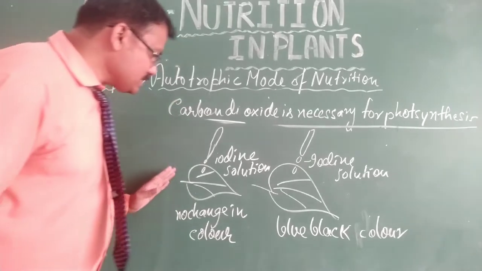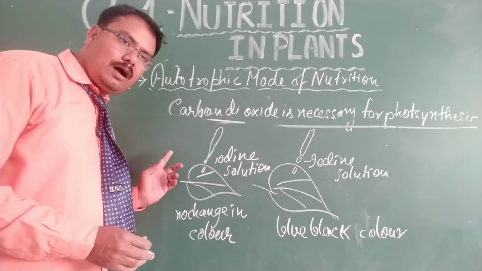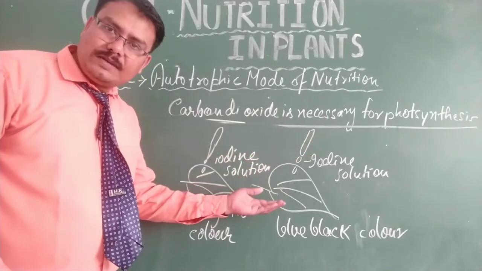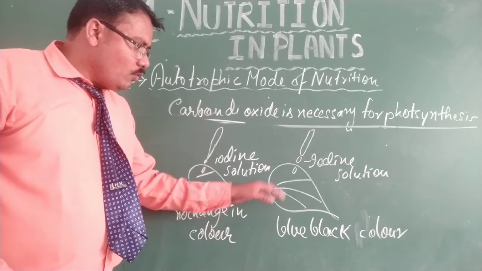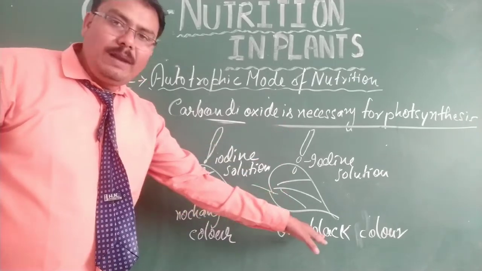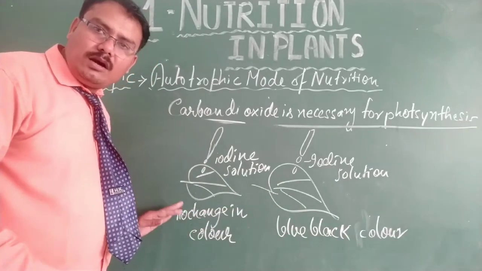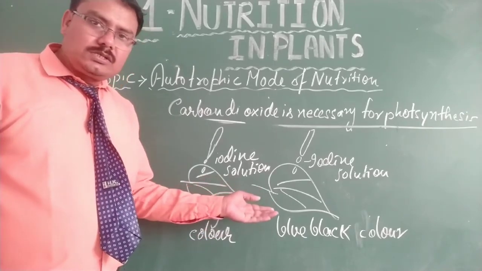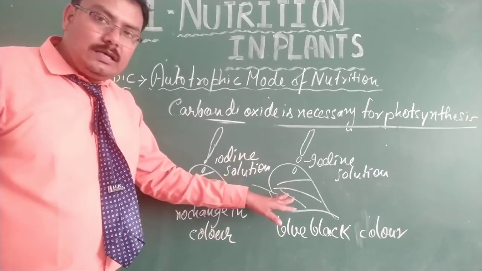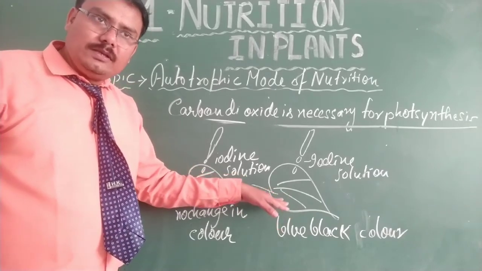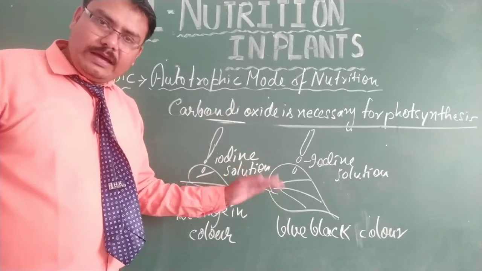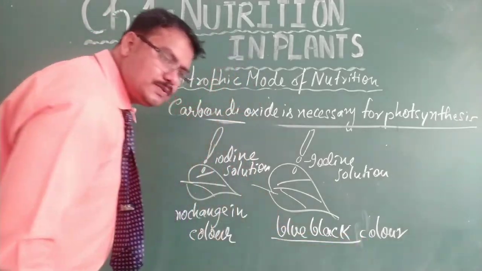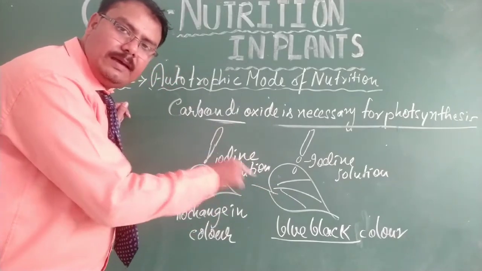The leaf of the plant which was kept under the glass cover has not received the carbon dioxide, and the leaf which was kept open has received the carbon dioxide and sunlight. So that leaf, on putting the iodine solution, changed into blue-black color. But the leaf which was kept under cover, its color doesn't change. Why? Because changing color into blue-black proves that starch is present in this leaf. That means when the leaf has prepared food, then the food is present in this leaf. So the change of color proves that this leaf has prepared food.